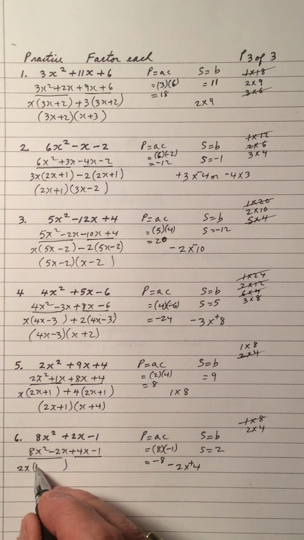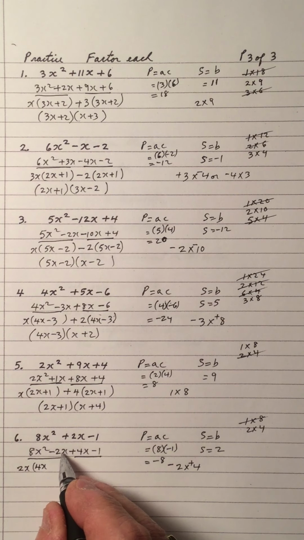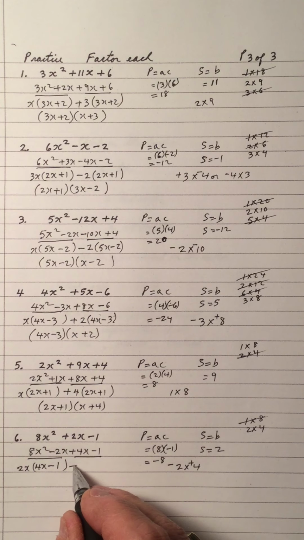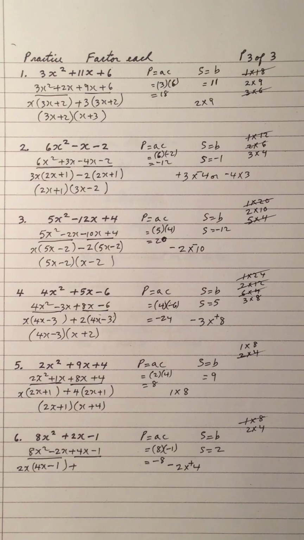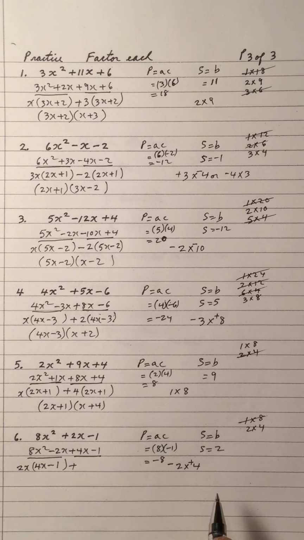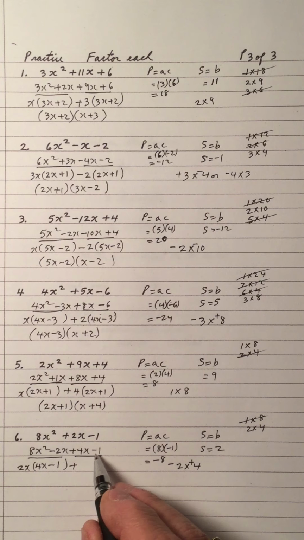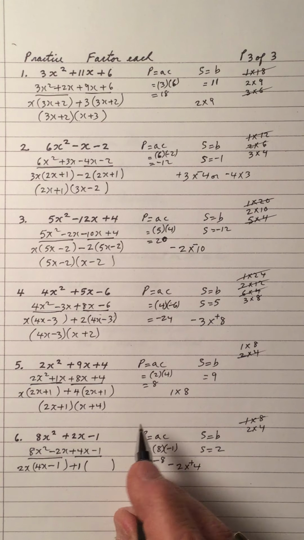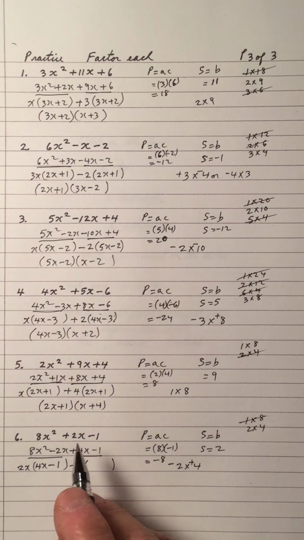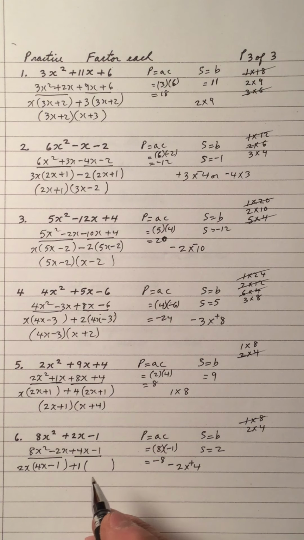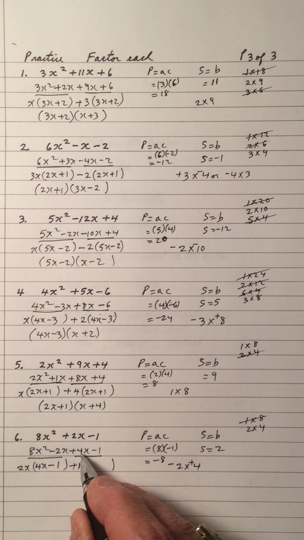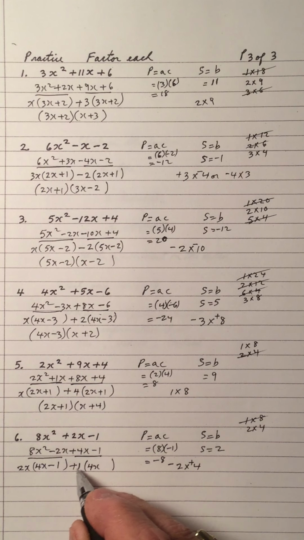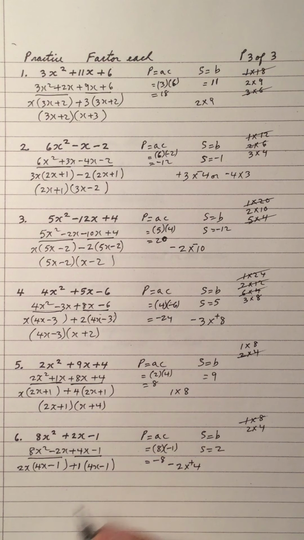8x squared divided by 2x is 4x. Negative 2x divided by 2x is negative 1. And I have a positive. What do I see here? Nothing is common, but there's always what? If there's no 2 or 3 or 5, there's always a 1. 1 is always a GCF. So you take out a plus 1, so 4x divided by 1 is 4x, and negative 1 divided by 1 is negative 1.